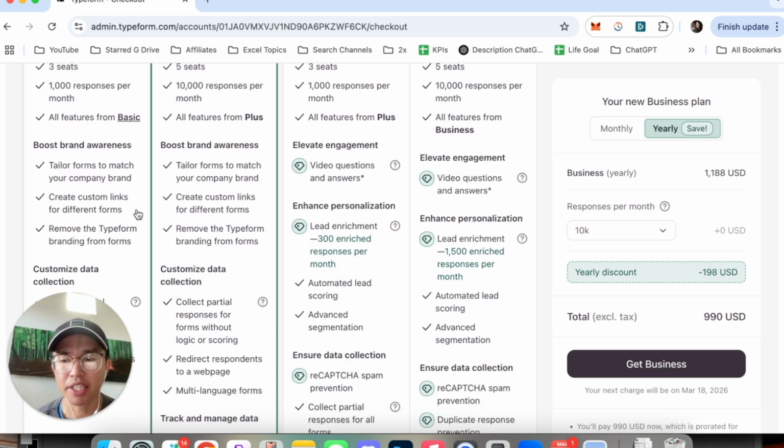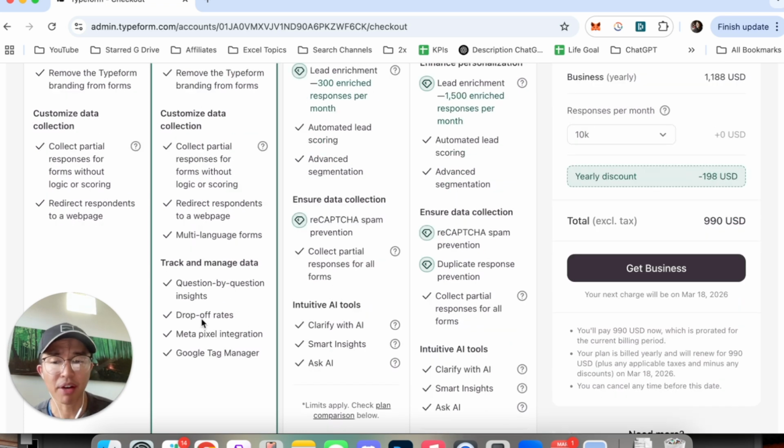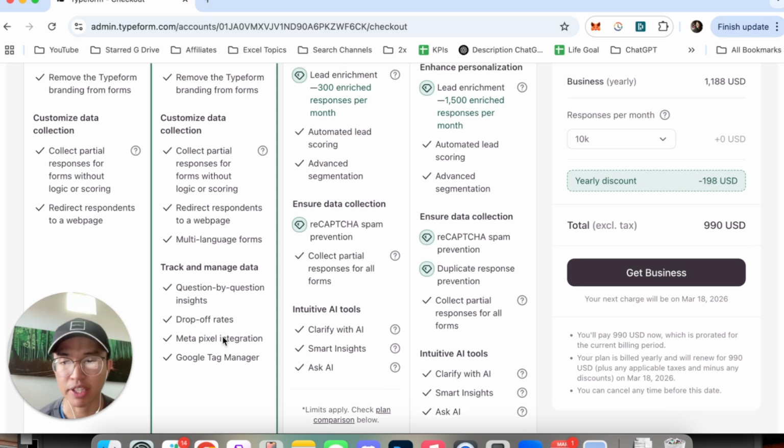Now, the other things that they give you here as far as boosting brand awareness, customizing data collection, the only thing that I would actually go for, and what my team has gone for as well, are the drop-off rates. So it is important to track and manage your data and understand where in your form people are dropping off. So this for me was pretty important, as well as the Metapixel integration, which was also pretty important when it came to running Facebook ads related to the Typeforms.